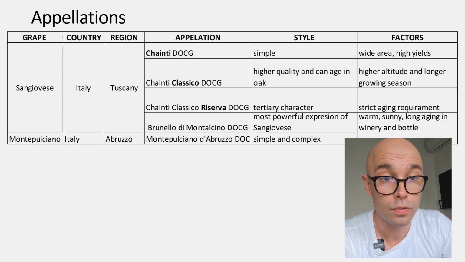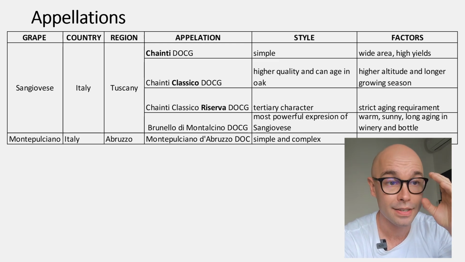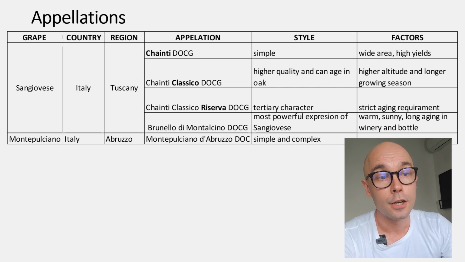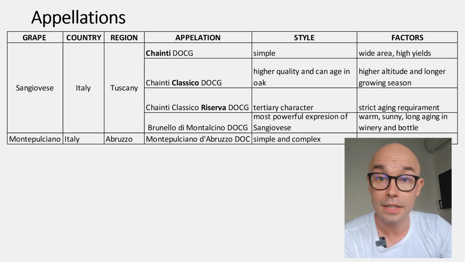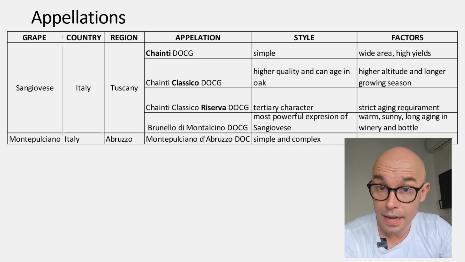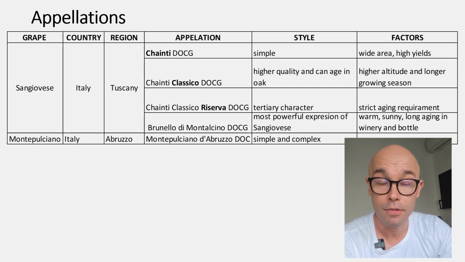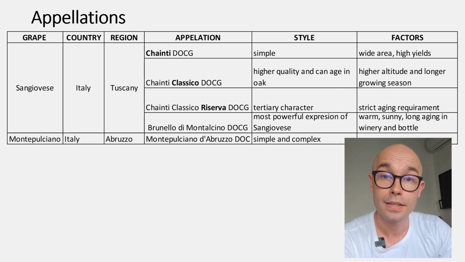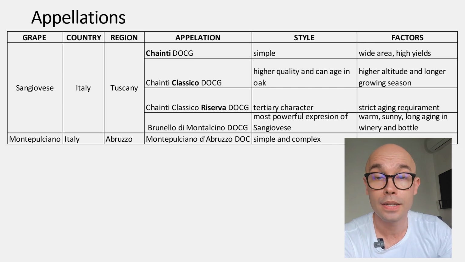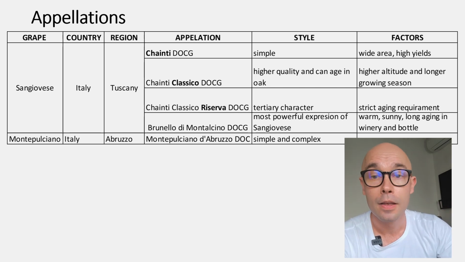Appellations that you need to know for these two grape varieties. For Sangiovese in Tuscany, you need to understand the differences between basic Chianti, where the grapes are coming from for this grape, what the term Classico indicates, and what the term Riserva indicates. So Chianti is the most basic quality version of Sangiovese in Tuscany.